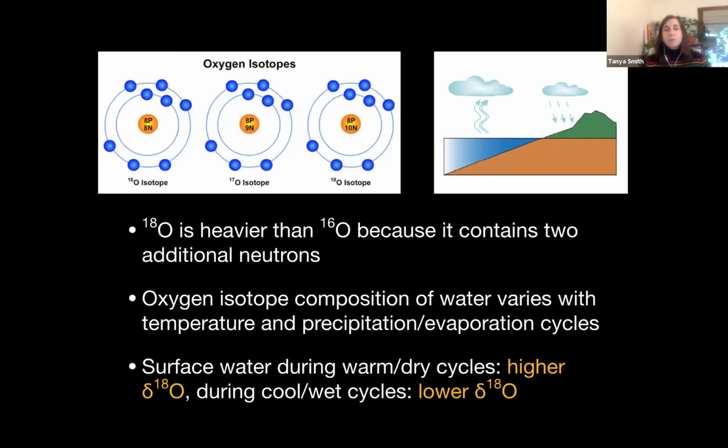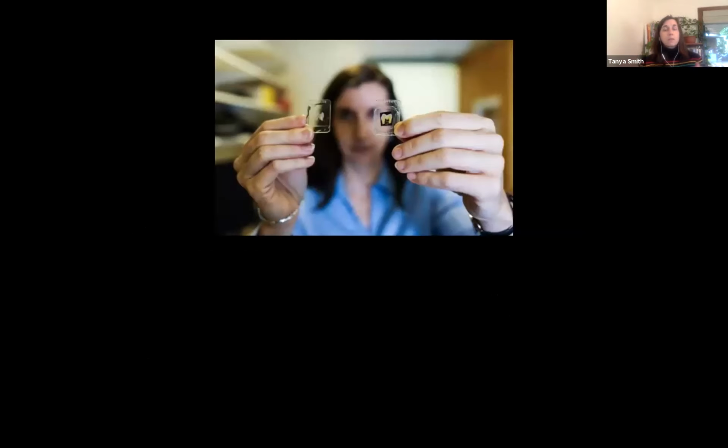And so the main aspect to keep in your mind is that the ratio between these two light and heavy isotopes, which is often called delta O18, would be found in hard tissues to be higher during warmer or drier cycles and lower during wetter or cooler cycles. And so using this knowledge of how teeth grow, coupled with knowledge of the isotopic chemistry of teeth, we've been able to reconstruct ancient paleo environments on the scale of a human or a Neanderthal lifespan.